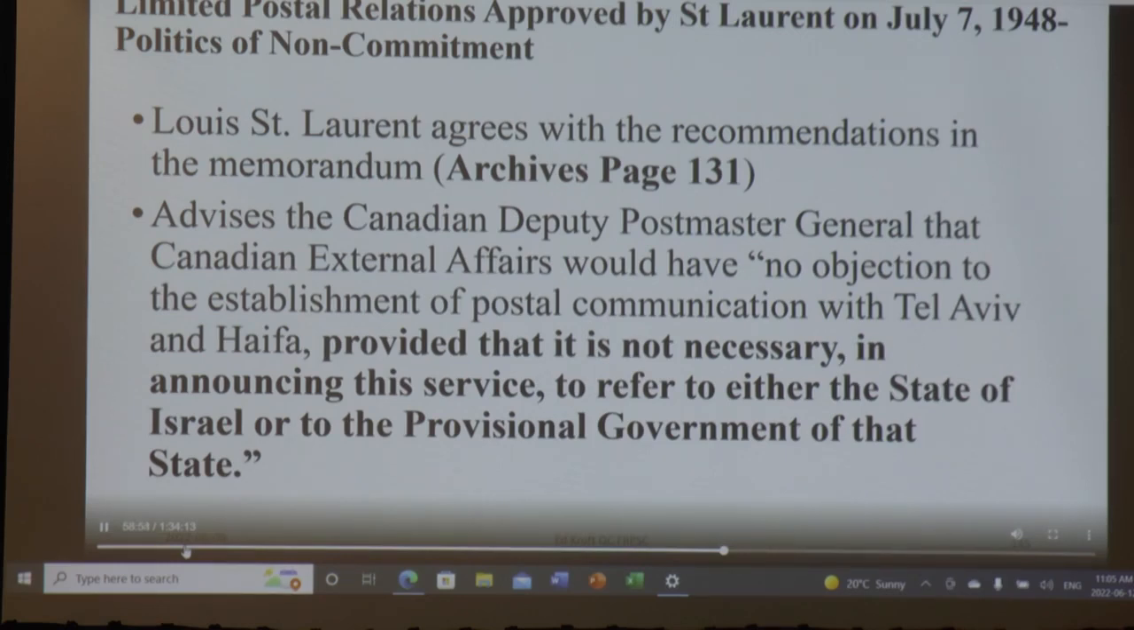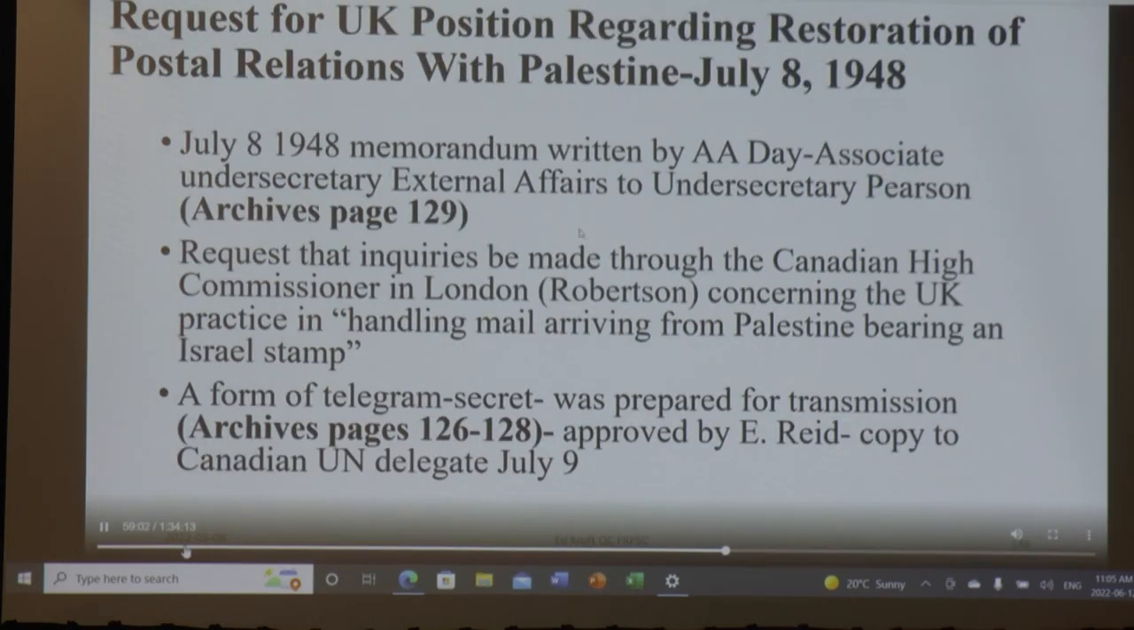So Louis Saint Laurent, he agrees with the memorandum going to the Postmaster General, tells him you better be careful how you're going to refer to things, and then there's a memo written to the United Kingdom by Canadian External Affairs, by Mr. Day, who works for Lester Pearson. And all inquiries to the United Kingdom always have to go through the High Commissioner in London, who was Mr. Robertson. And he says, can you please tell me how we should handle mail services with Palestine? And what are you guys doing? Are you accepting mail from Palestine? So there was a secret telegram that was prepared for transmission.